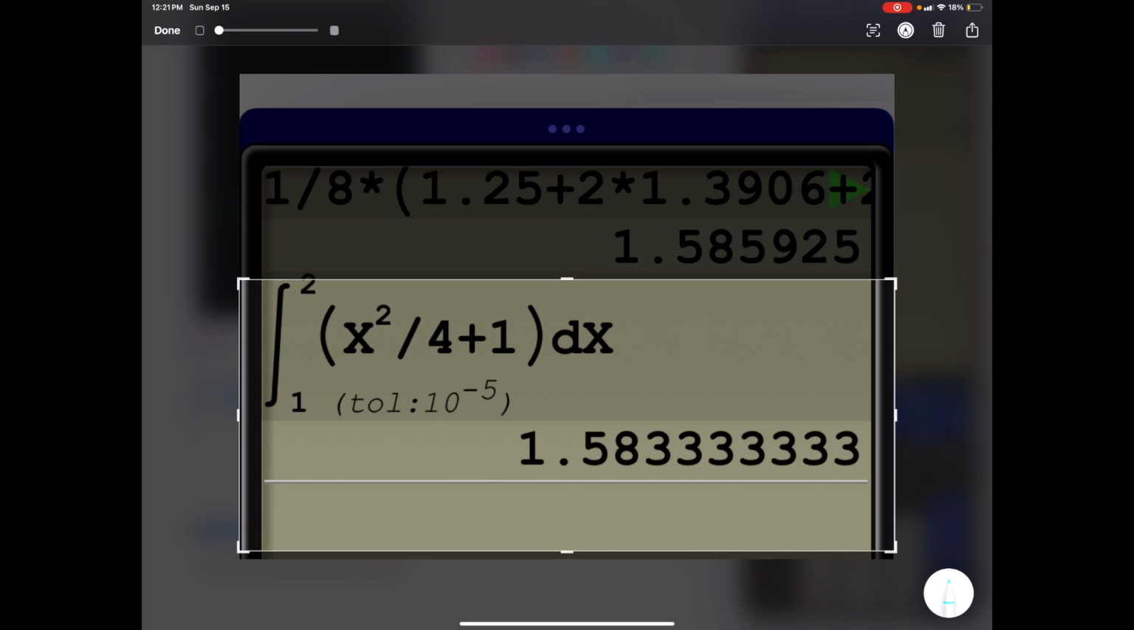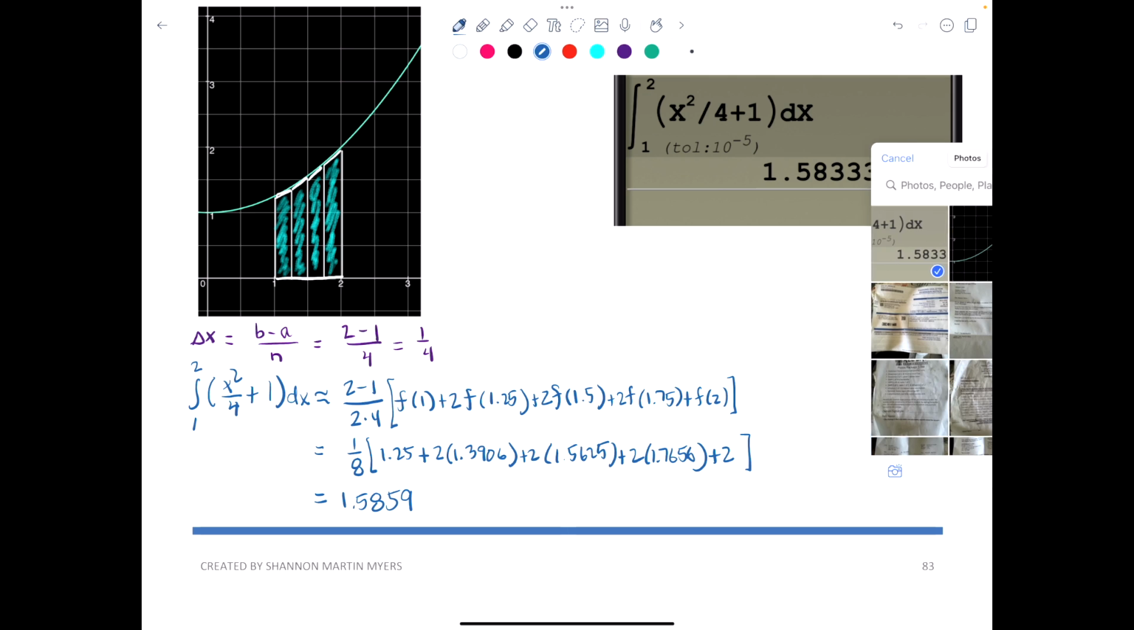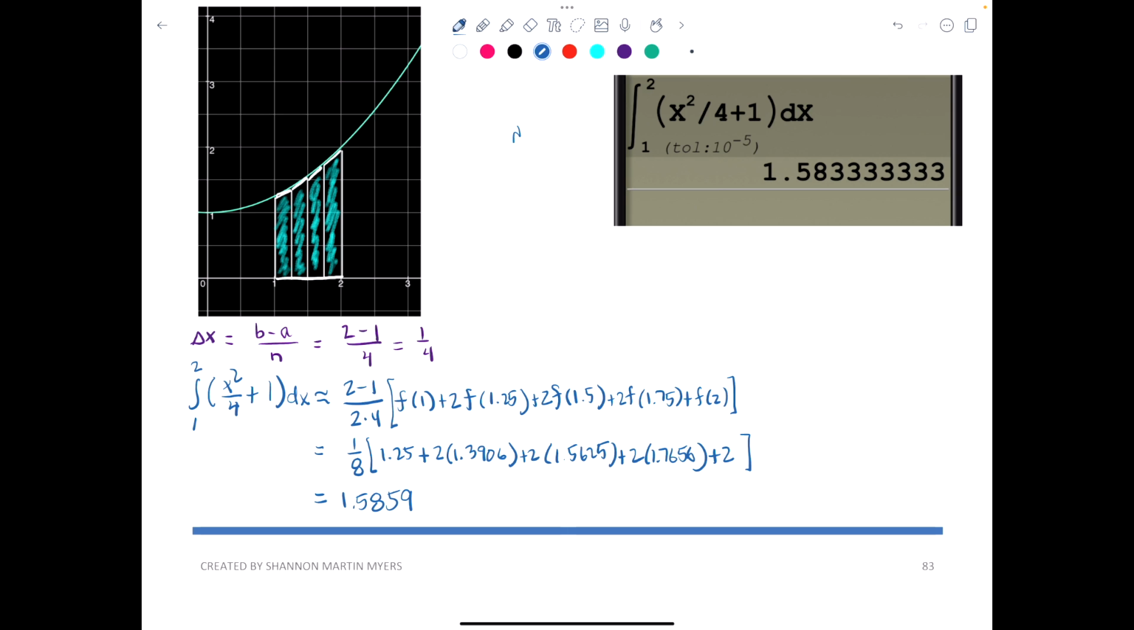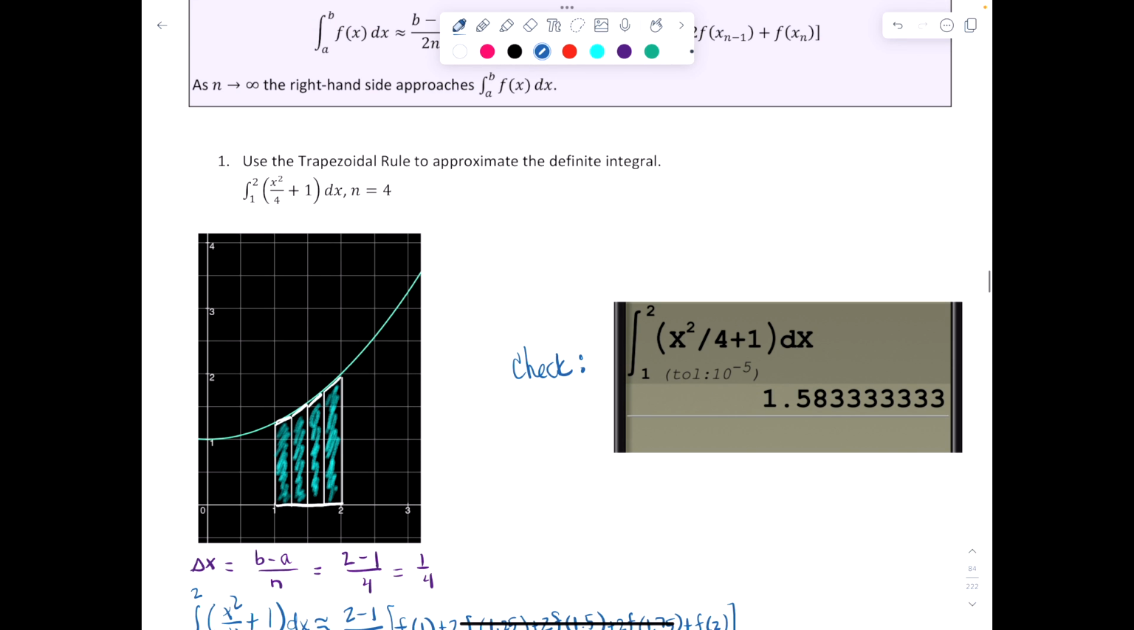I'll just copy this one here. Check. Groovy? All right, so we are good to go. That again was the trapezoidal rule.